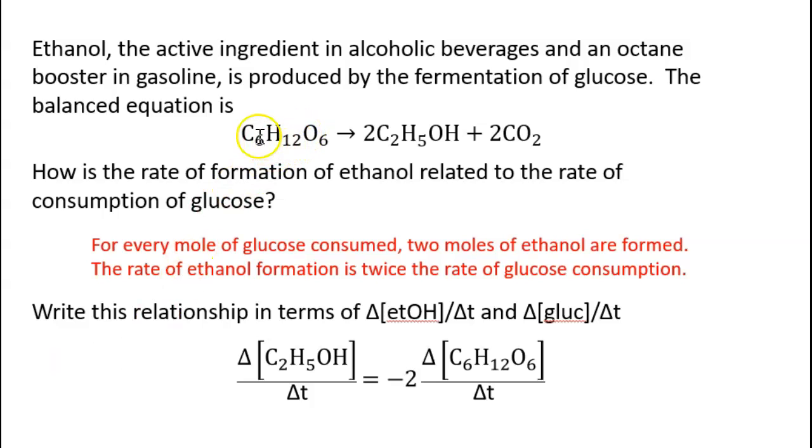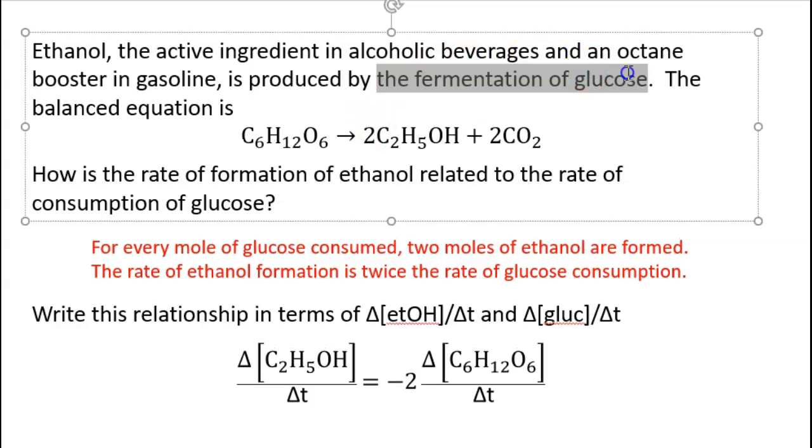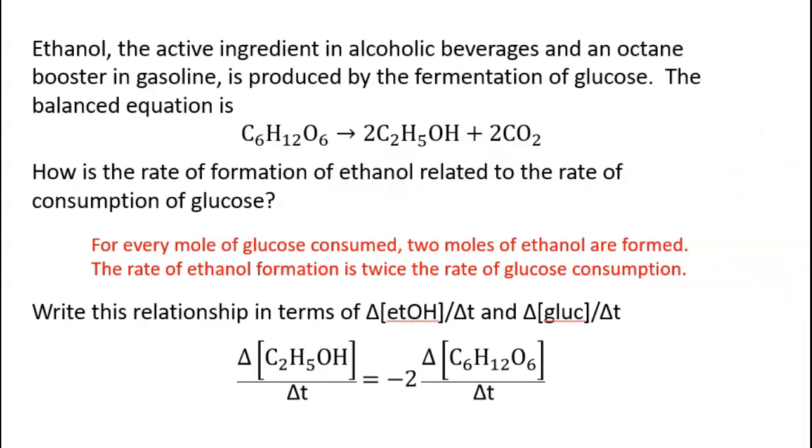If we have this reaction, C6H12O6, which is basically a fermentation, is that what that is? Yeah, fermentation of glucose. So the fermentation of glucose will generate ethanol and carbon dioxide. We see that the stoichiometry is 1 to 2 to 2, right? So for every 1 molecule of glucose fermented, 2 molecules of ethanol will be formed. Or we can say that the formation of ethanol is twice the rate of consumption of the glucose.